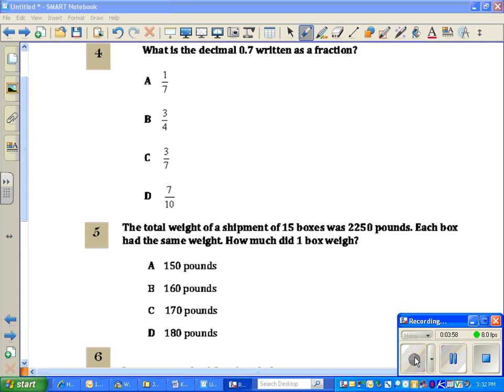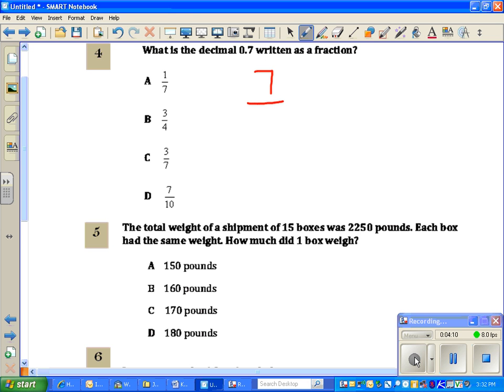Question number 4. What is the decimal 0.7/10 written as a fraction? Well, 7/10 means out of 10. And I know that 1 place after the decimal means I have 1 zero in my denominator. So it looks like my answer choice matches choice D.